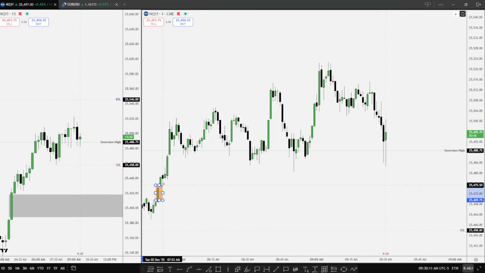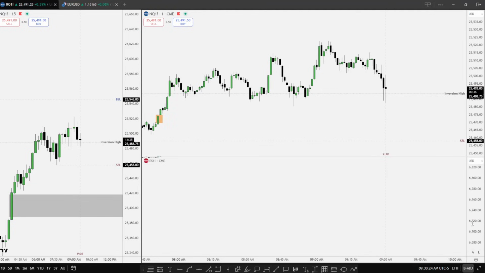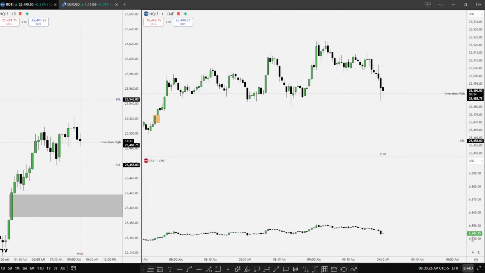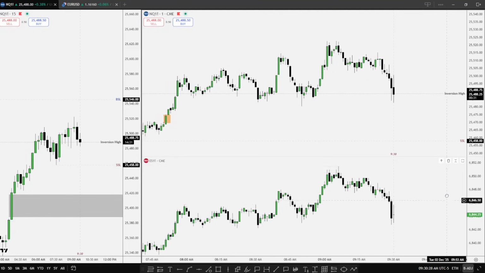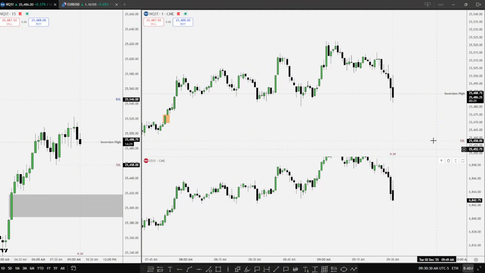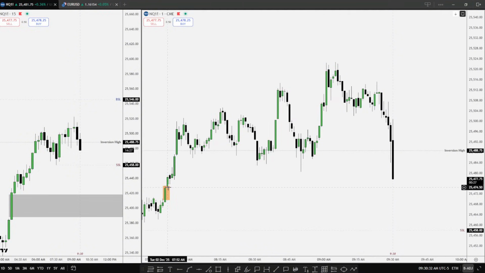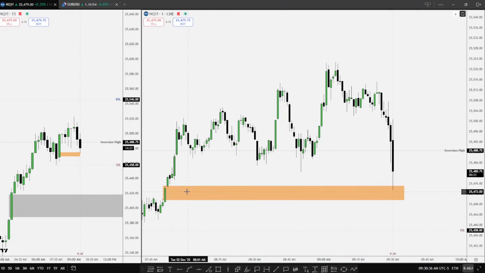So your eyes should be jumping here. You have a volume imbalance and a fair value gap. My eyes are jumping here. I'm not looking up here right now. I'm looking for SMT right here. I want to see if ES is already down there. It's not. So NQ might get there first. ES might follow. And there it is.